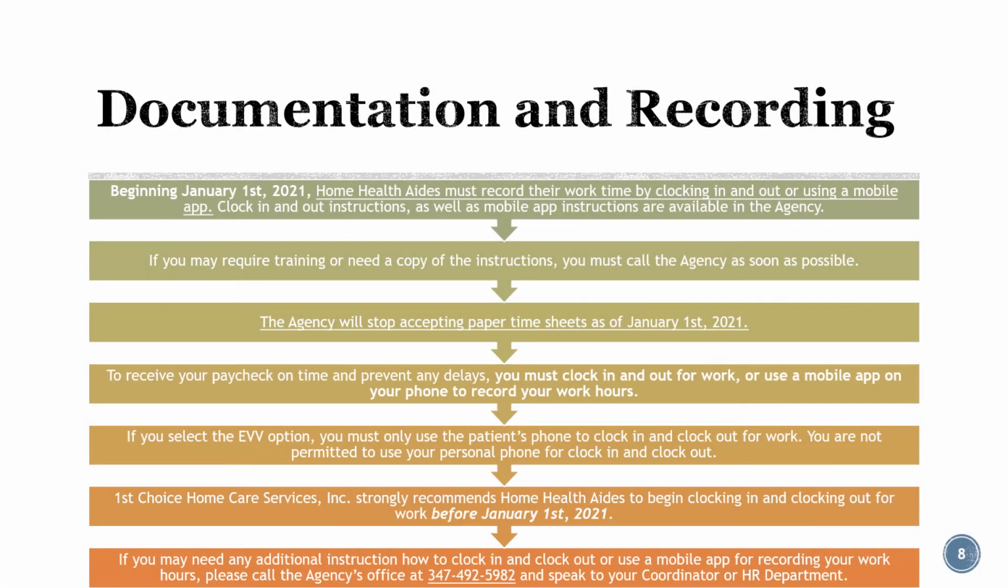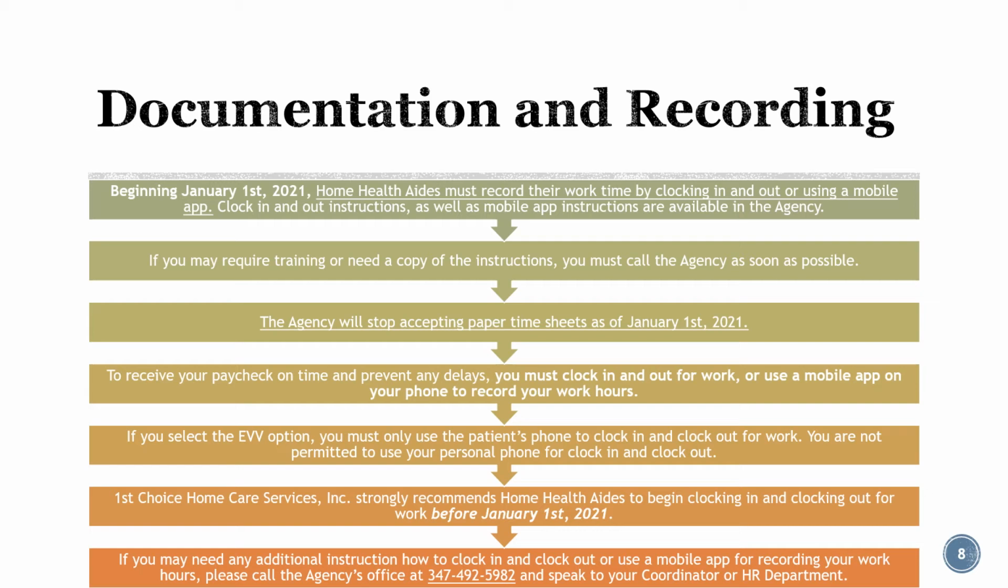Beginning January 1, 2021, home health aides must record their work time by clocking in and out or using a mobile app. Clock in and out instructions, as well as mobile app instructions, are available in the agency. If you require training or need a copy of the instructions, you must call the agency as soon as possible. The agency will stop accepting paper time sheets as of January 1, 2021.